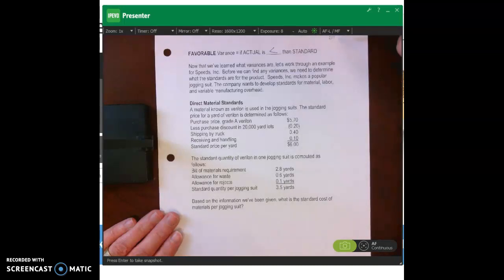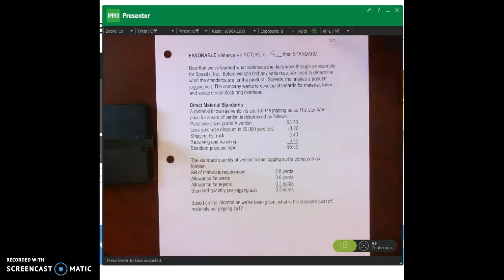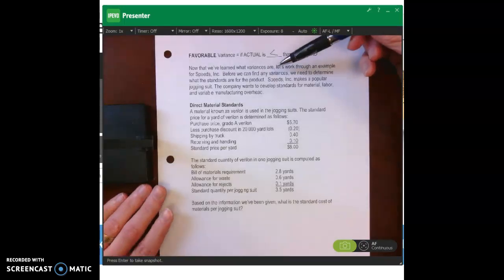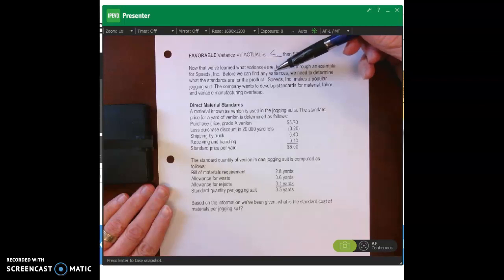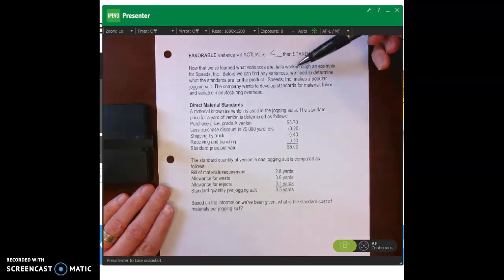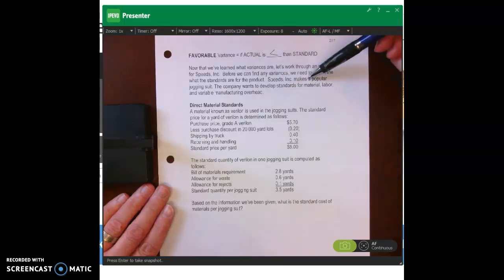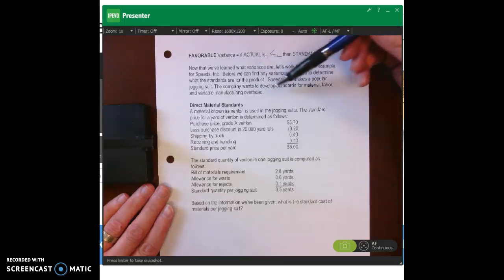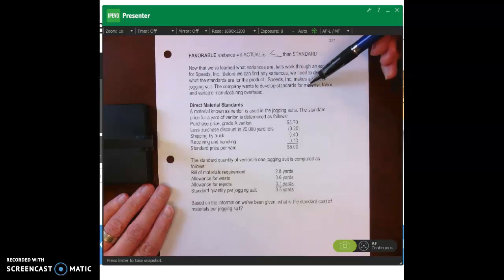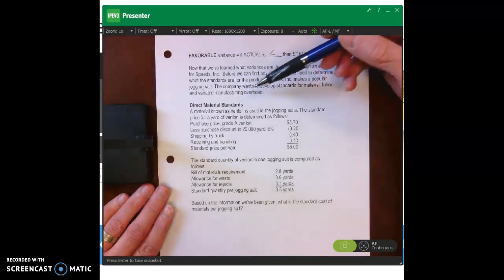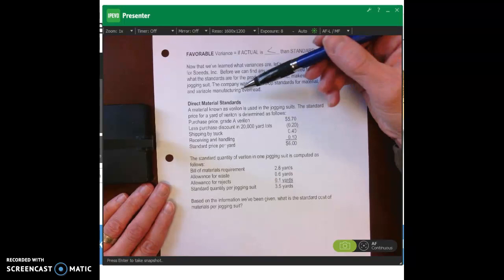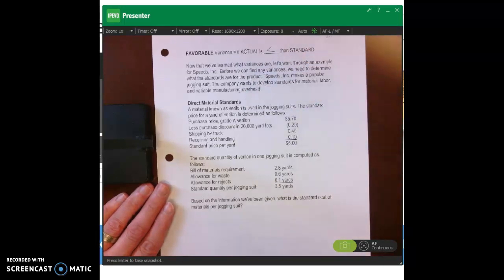So we left off and we're now on page 237 of your course pack. It says, now that we've learned what variances are, let's work through an example for Speeds Incorporated. Before we can find any variances, we need to determine what the standards are for the product. Speeds Incorporated makes a popular jogging suit, and the company wants to develop standards for materials, labor, and variable manufacturing overhead. Material known as Verilon is used in jogging suits.